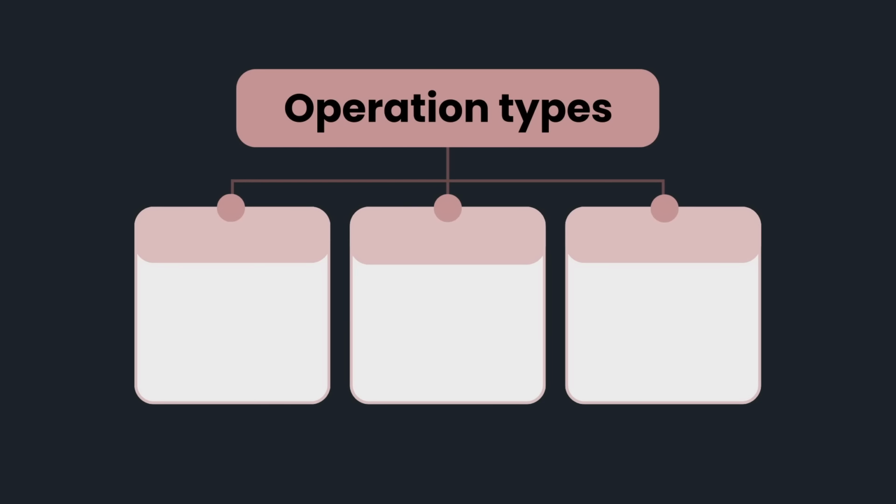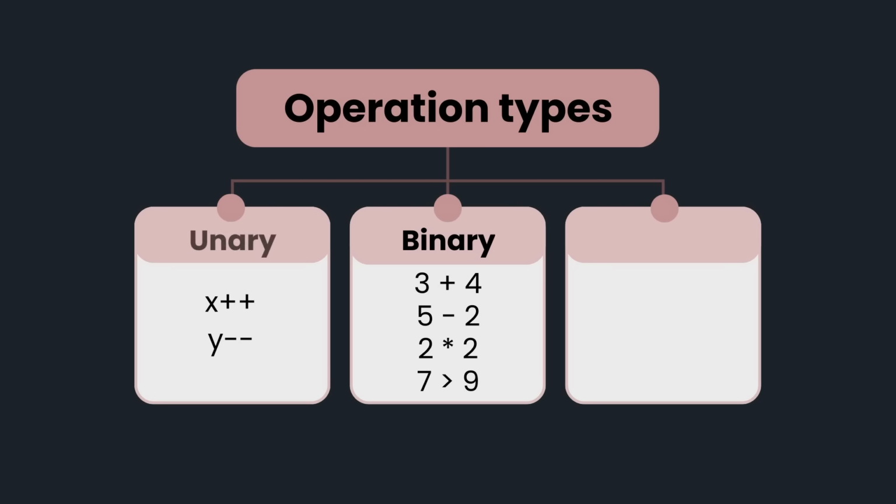Most of the time, operators work with two operands, which is known as a binary operation. Examples include addition, subtraction, multiplication, and also comparison. However, some operators work with just one operand, like the increment or decrement operators. They are called unary operators, because they only need one value to work. There's also a ternary operator, which works with 3 operands, but that is a bit more advanced.